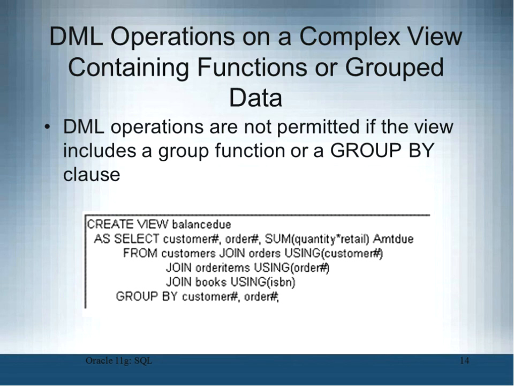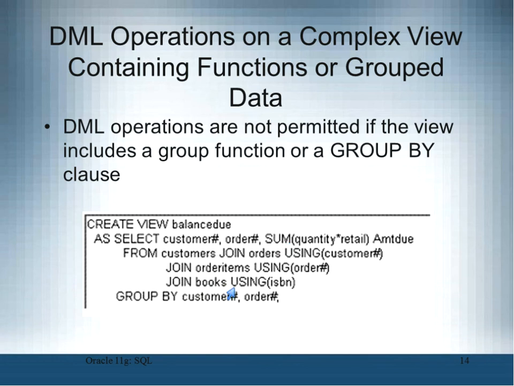Here, let's check this view. Create view balance due as. It's a little more complicated SQL query. It says select customer number, order number, sum of quantity times retail, as amount due from customers, join orders, join order items, and then join books, and then group by customer number, order number. So this is one that involves group functions and joins.